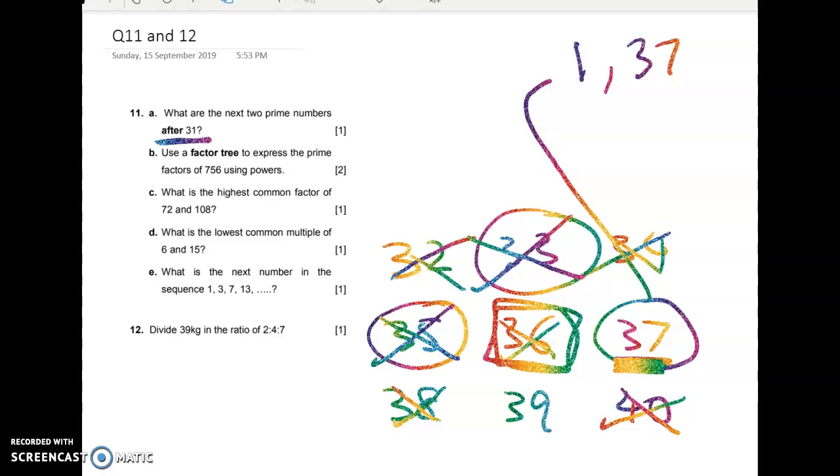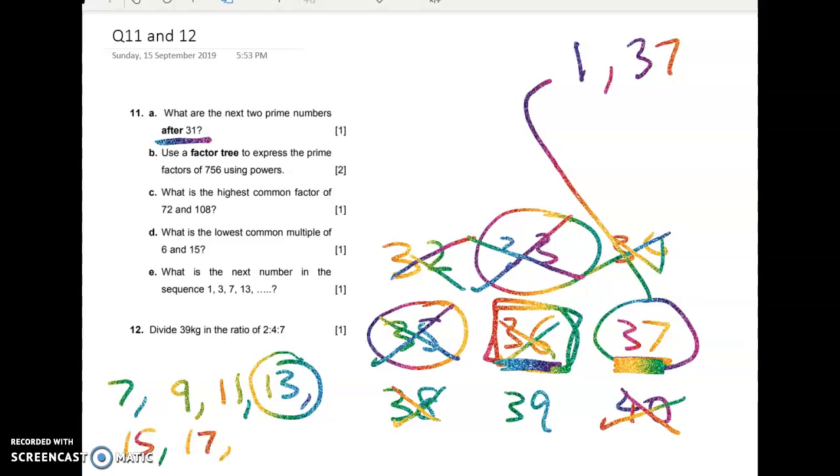So 37 is not a multiple of 3, it's not a multiple of 5, it's not a multiple of 7, it's not a multiple of 9 because that was here, it's not a multiple of 11, it's not a multiple of 13. So remember, we looked at in class, how far do I have to go before I'm happy to say that it's a prime? I've got to go, let's think, 13, 15, 17. None of these are factors of it, and neither's 19. And then I'd start going back down. So I don't have to check anymore. So 37 is the next prime.